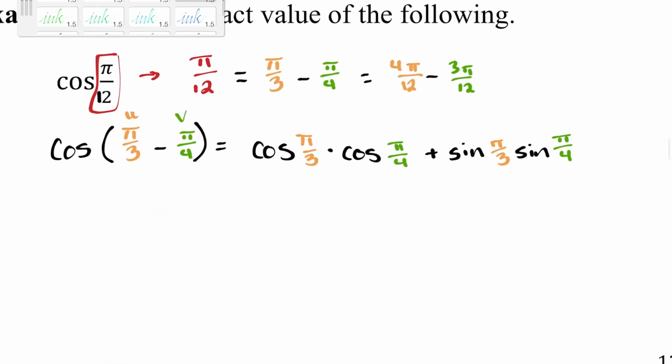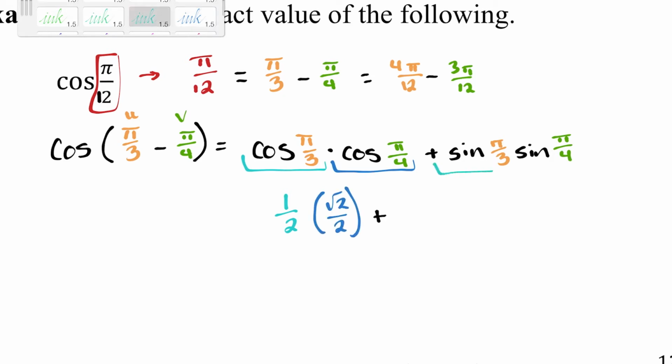From here, I want to replace cosine of pi over 3 with what I know it is, which is 1/2. Cosine pi over 4, I'm going to be replacing with square root 2 over 2. My sine of pi over 3, I'm going to replace with square root 3 over 2. And then my sine pi over 4, I'm going to replace with square root 2 over 2. And now I do some simplifying.